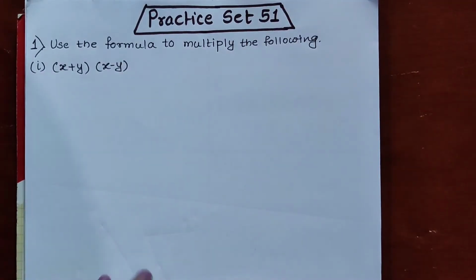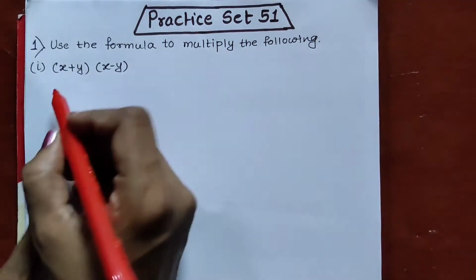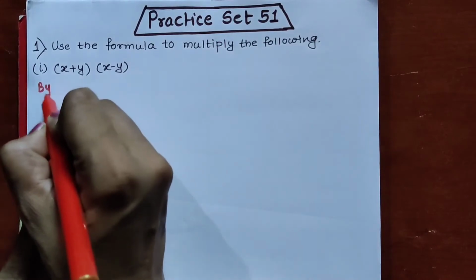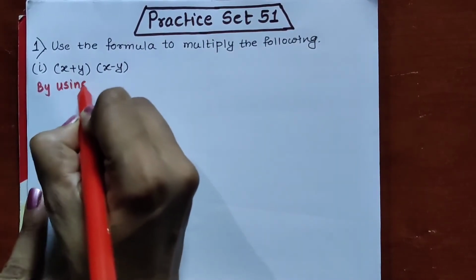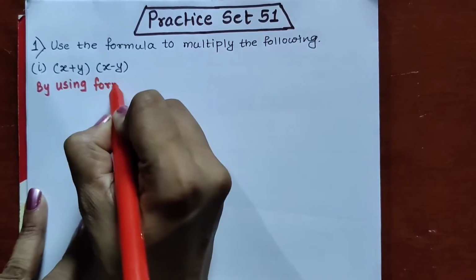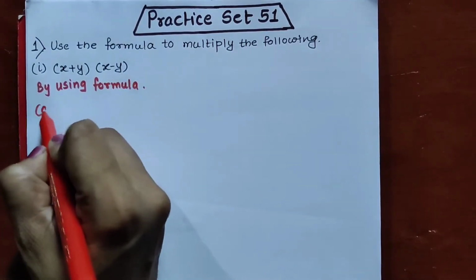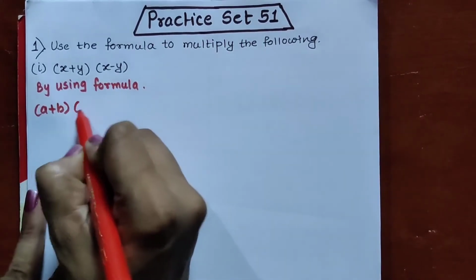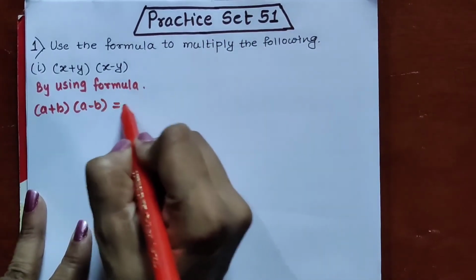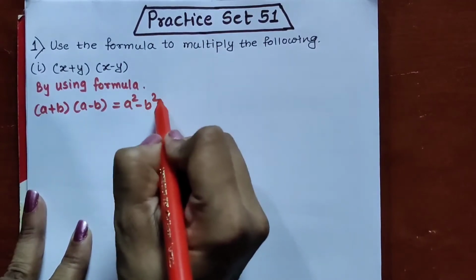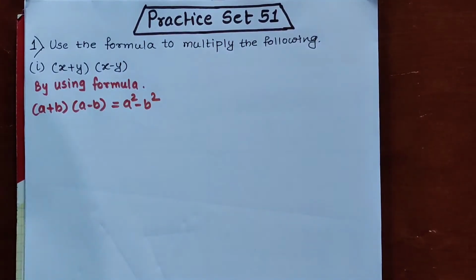As you all can see, I have written the question. Now we have to apply the formula to solve this sum. So we have to write by using formula. So I will be writing here by using formula. Now I will be writing the formula here. (a + b) (a - b) is equal to a square minus b square. This is our formula. Now we will apply this formula to our question.